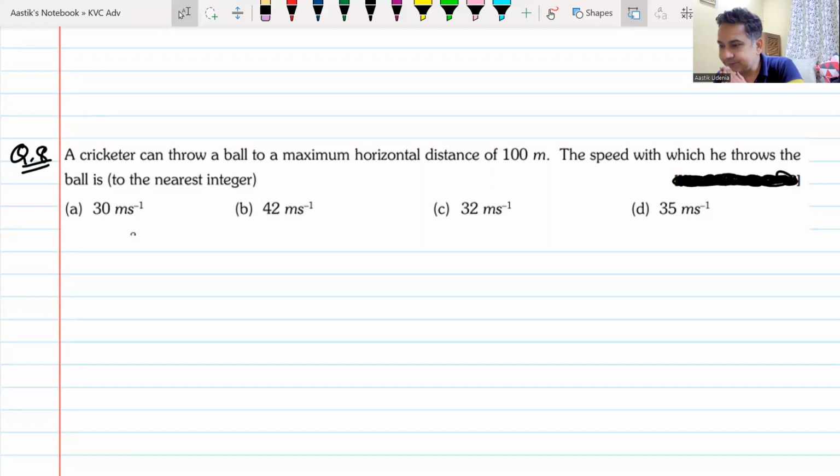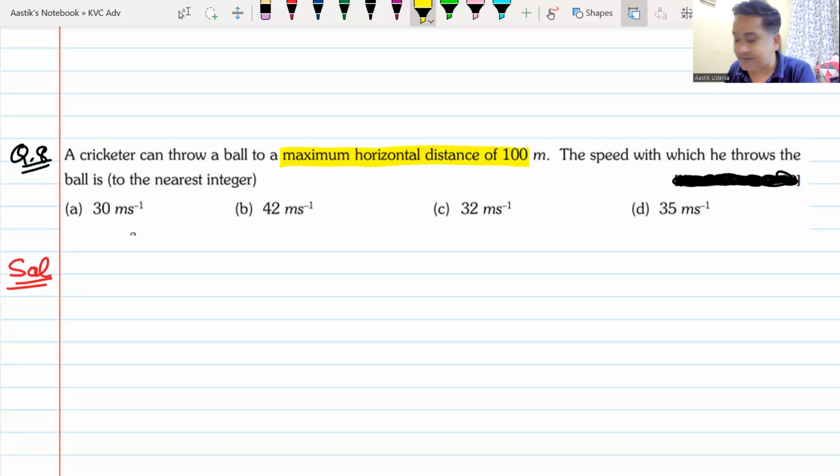Yes. Anyone with an answer? See, that is correct, Karthik. Well done. As soon as you see this maximum horizontal distance, it means maximum range, my dear friends.